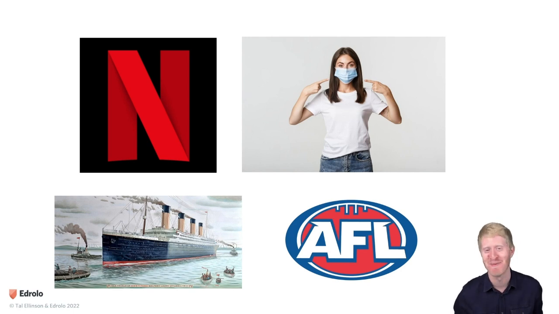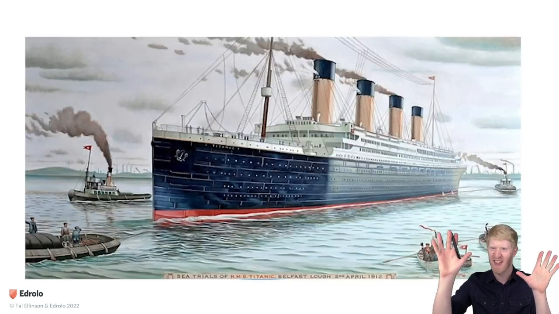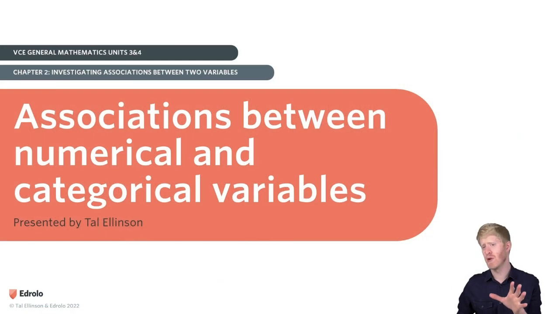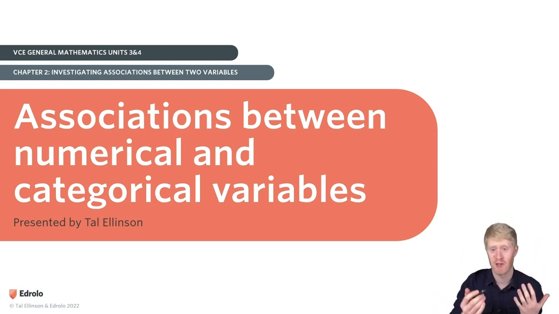Hi everyone, and welcome to today's lesson on the association between numerical and categorical variables. We're going to be exploring some data sets we've seen before, the AFL and Titanic, but we're going to be adding more data. In Chapter 2, we're moving into bivariate data. We're looking at two different types of data.